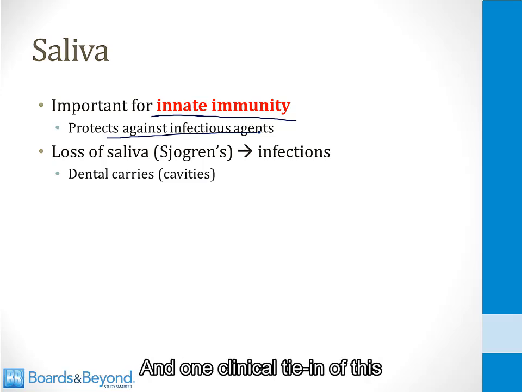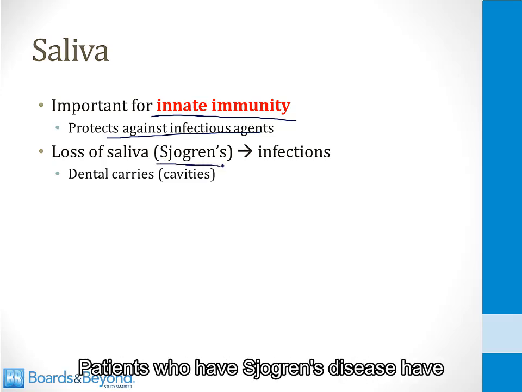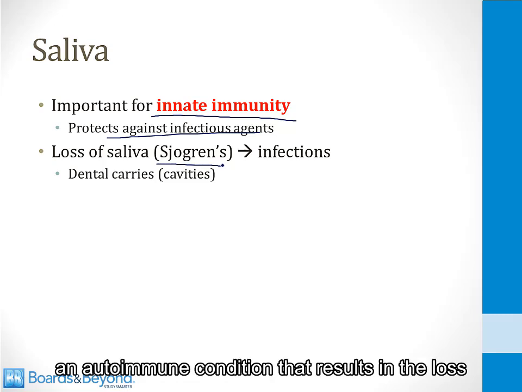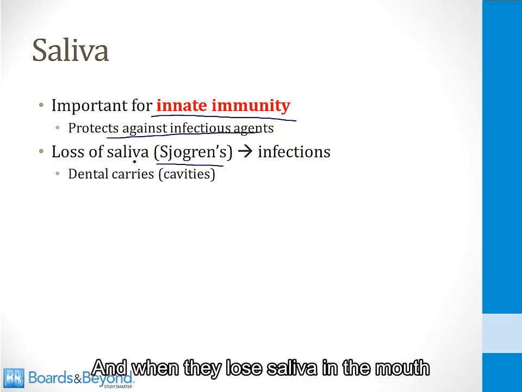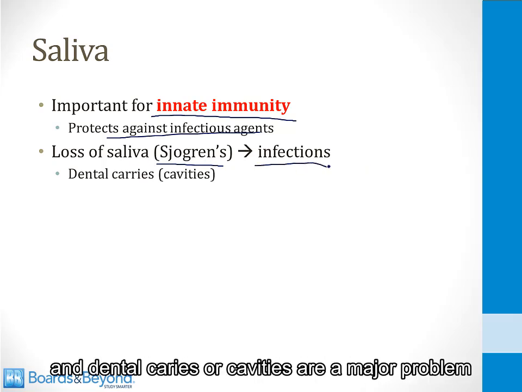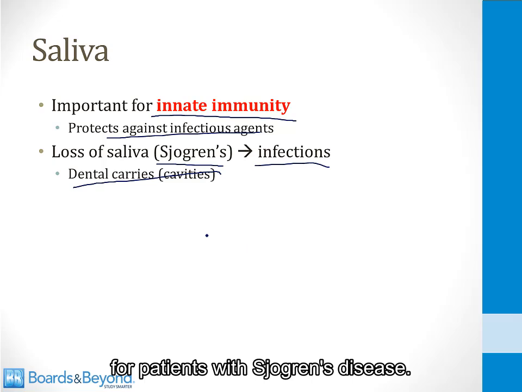One clinical tie-in of this has to do with Sjogren's disease. Patients who have Sjogren's disease have an autoimmune condition that results in the loss of tears in the eyes and saliva in the mouth. When they lose saliva in the mouth, they get recurrent infections, and dental caries or cavities are a major problem for patients with Sjogren's disease.